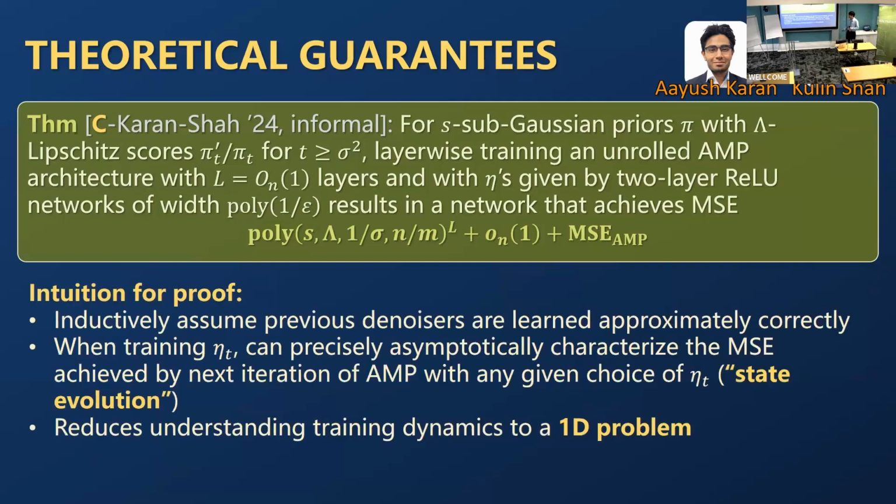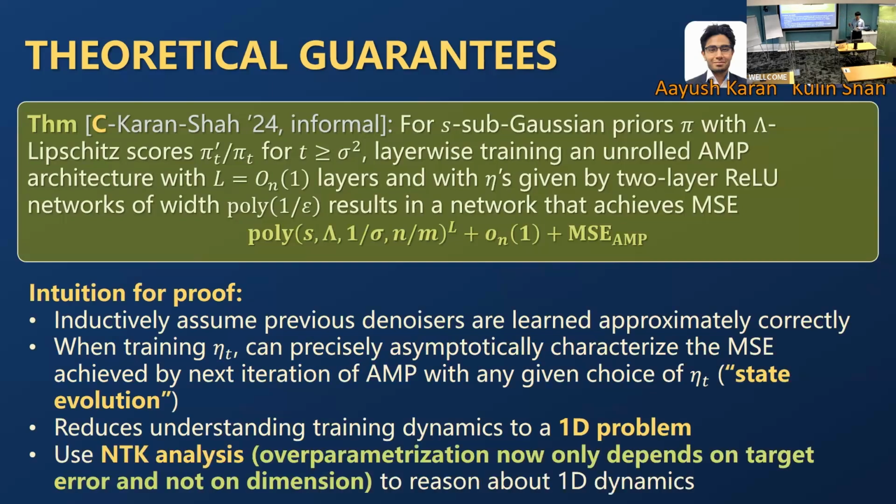And the intuition for the proof at a high level is this nice reduction to a purely one-dimensional problem. AMP has this nice property, this distributional recursion property called state evolution, that allows you to characterize the behavior of the iterates in terms of a purely one-dimensional recursion, and we leverage that to greatly simplify the analysis of the training dynamics. Unfortunately, I don't have too much time to go into detail about this, but this is the high level.